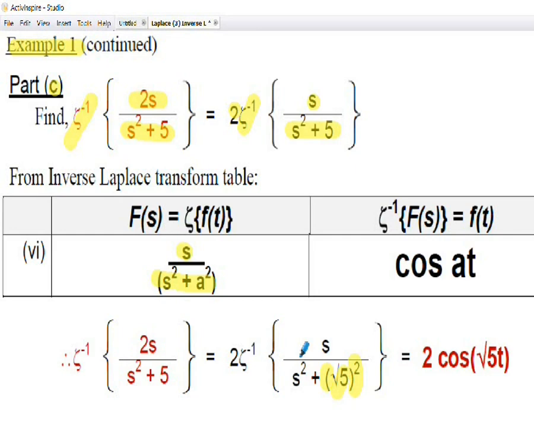But I've written it now into the form of an a squared, where my a would be the square root of 5. So I've ended up with 2 outside of the inverse Laplace function of s over s squared plus an a squared, where the a is the square root of 5. So in my solution here, the cos of at will be the cos of the square root of 5, which is the a here, times the t, inside the cos function, and then I multiply the whole function by the 2.